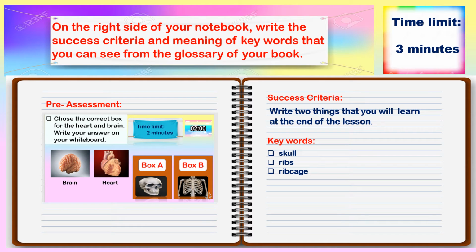Now, let's have the notebook activity. On the right side of your notebook, write the success criteria and meaning of keywords that you can see from the glossary of your book. For the success criteria, write 2 things that you will learn at the end of the lesson and find the definition of the following keywords using the glossary of your book. The keywords are skull, ribs, and rib cage. You have only 3 minutes to do this activity.